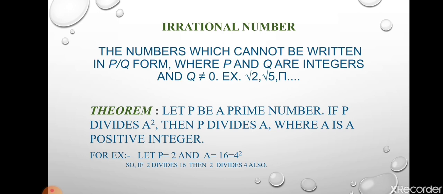Try to understand with the help of this example, because this example will help you understand the concept of this theorem easily. Here let p equal 2 and a equal 4 square, that means 16. So if 2 divides 16, then 2 also divides 4. This is the statement or concept of this theorem. But students, this is only an example, this is not the proof of this theorem. If 2 is a prime factor of 16, that is 4 square, then 2 is also a prime factor of 4.